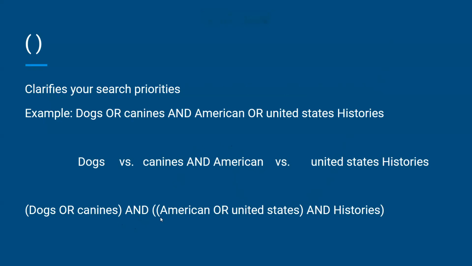For example, down here, you can see we've put them together so that it's America or United States and histories, but we know histories goes over to the America and the United States, and that the dogs and canines stay together. So it's not dogs or canines and American history, but dogs or canines and the history side of things as well, connected to both the dogs and the canines option.